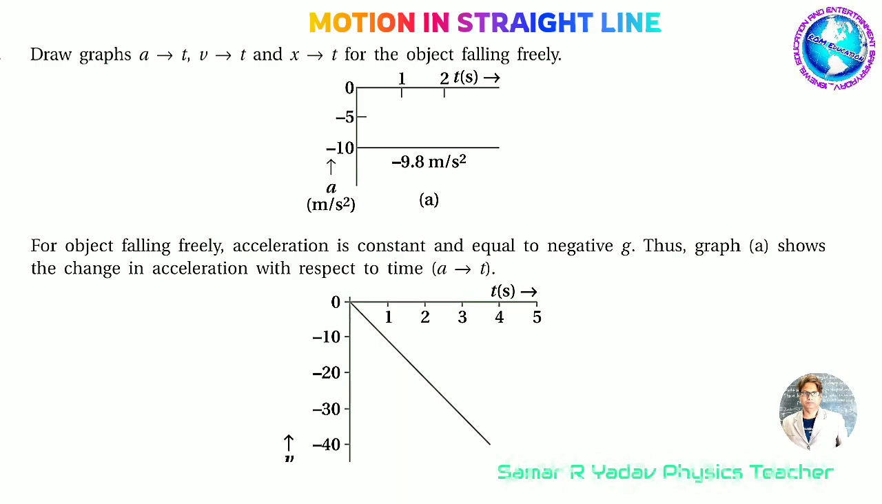Draw graphs a versus t, v versus t and x versus t for the object falling freely. You can see here the graph of a versus t. For an object falling freely, acceleration is constant and equal to negative g. Thus, the graph shows the change in acceleration with respect to time, a versus t.